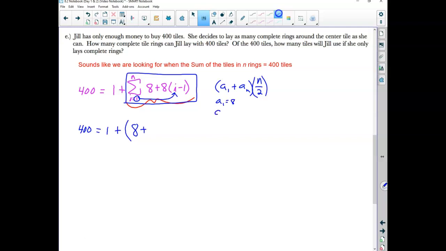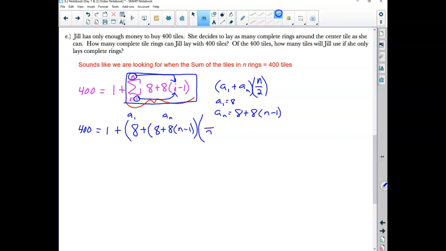Well, what is my a sub n? Well, that's taking my last ring, which I don't know, and replacing that inside there. So my last ring, my a sub n, is going to be 8 plus 8 times (n minus 1). That's kind of weird. You're right, it is kind of weird, but that's the way it is. So this is my a sub 1, and this is my a sub n.